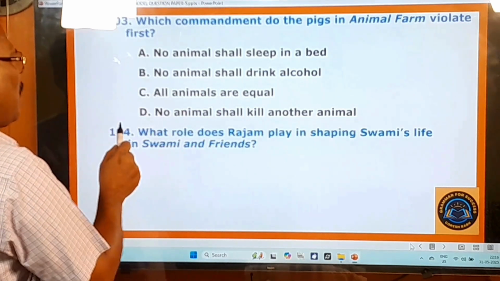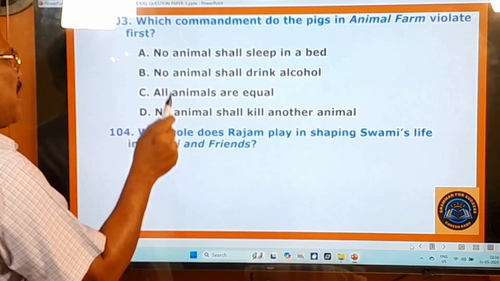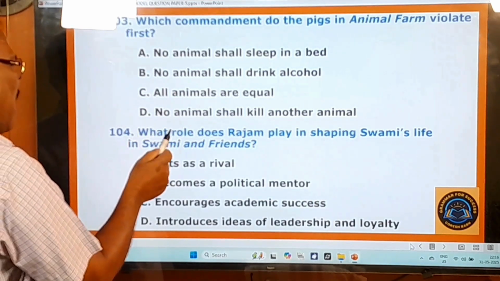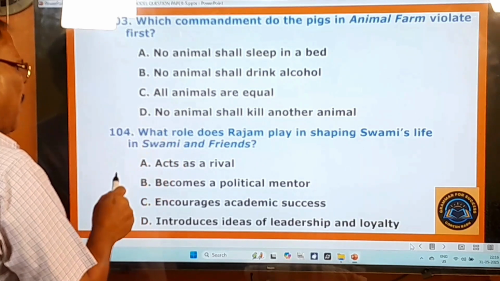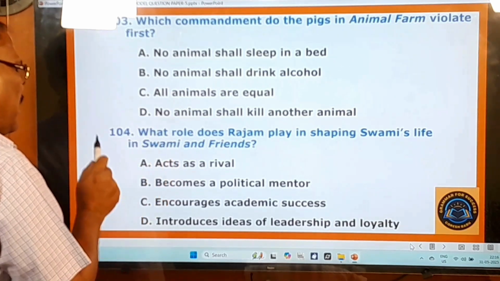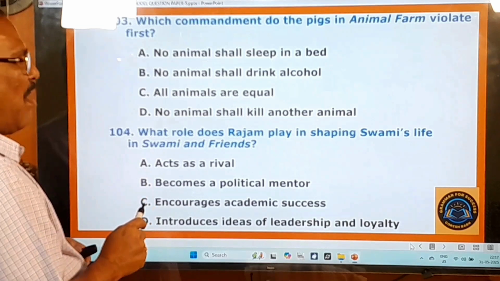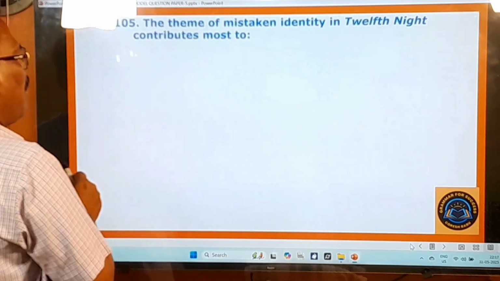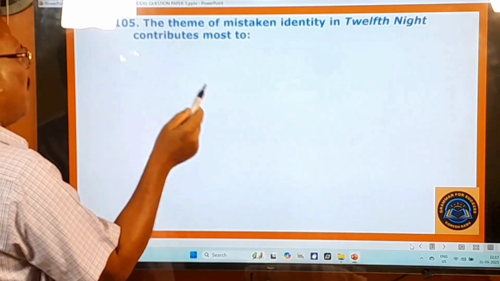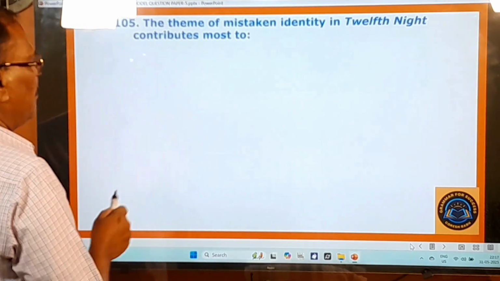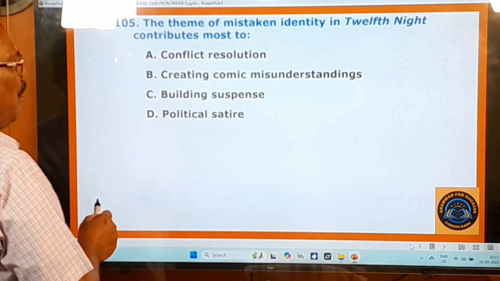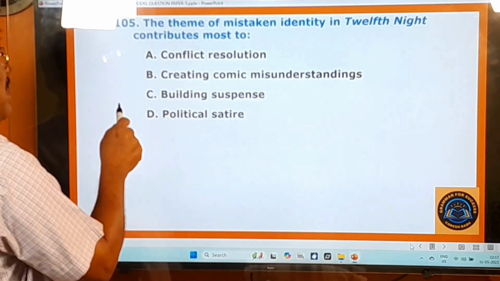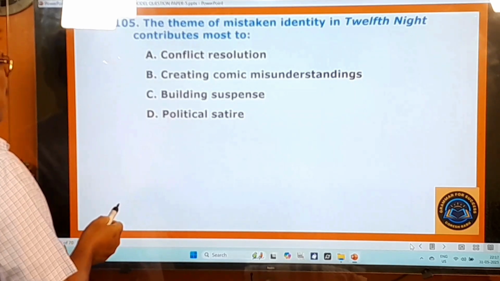104th question. What role does Rajam play in shaping Swami's life in Swami and Friends? Acts as a rival, becomes a political mentor, encourages academic success, introduces ideas of leadership and loyalty. 105th question. The theme of mistaken identity in Twelfth Night contributes most to conflict resolution, creating comic misunderstandings, building suspense, political satire.